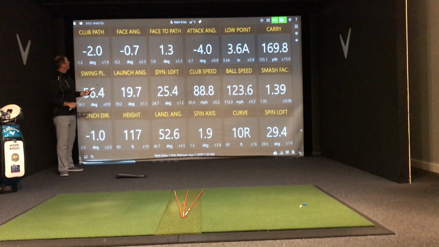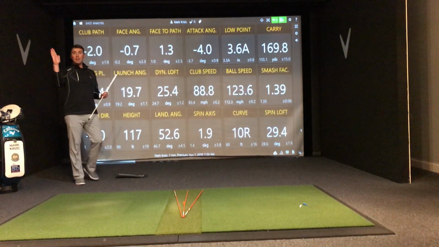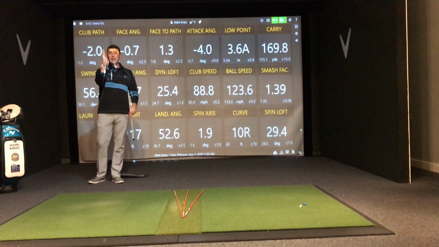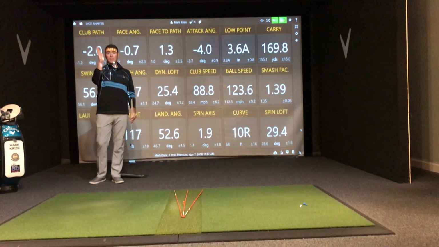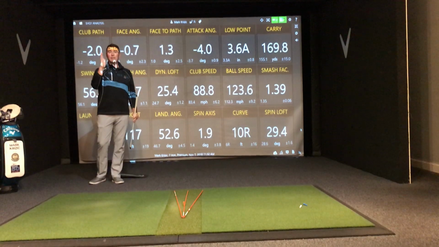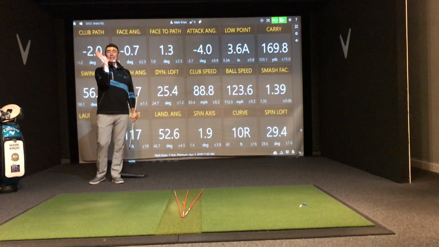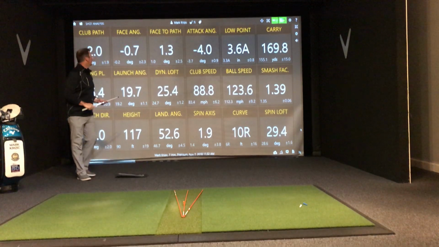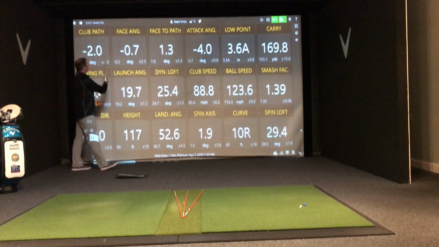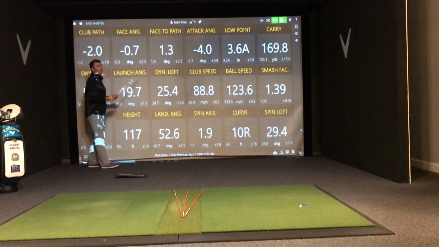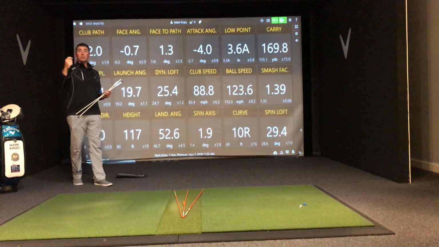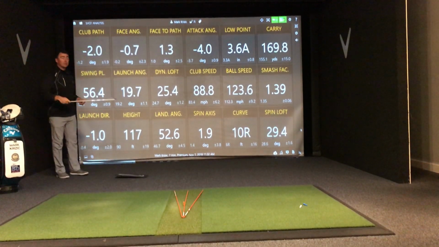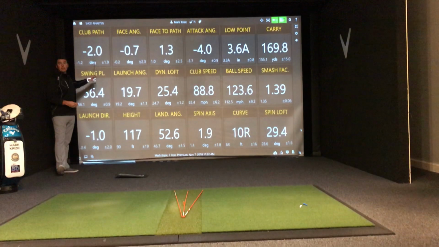Face angle. Face angle is the way that the golf club is coming into impact. Is it square? Is it open? Is it closed? If it's closed, it is a negative. If it's open, it is positive. Face to path: club path and face angle equal face to path. That means my golf club face to path was 1 degree open. I was trying to hit a cut.